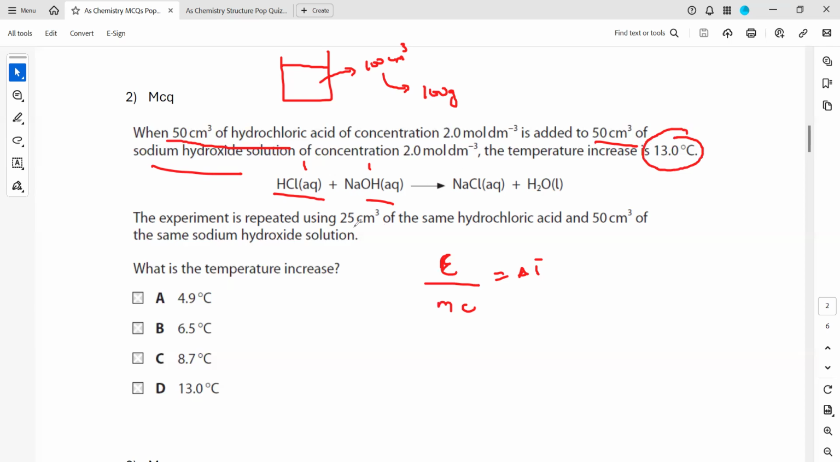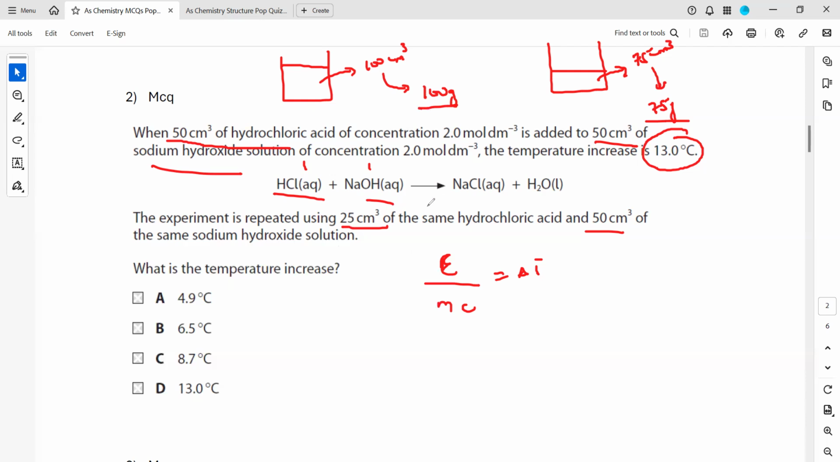Now the experiment was repeated with 25 cm cube and 50 cm cube. So what is the volume in the second experiment? The total volume in the second experiment is 75 cm cube. If the total volume is 75 cm cube, how much mass will be there? It will be 75 grams. So this is a change in the mass. It was 100 grams first, but now it is 75 grams in the second experiment.